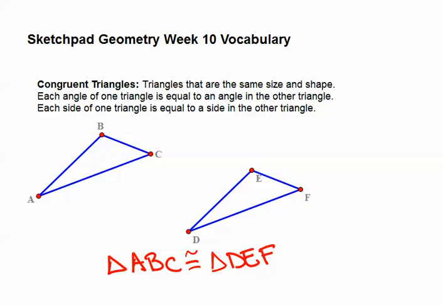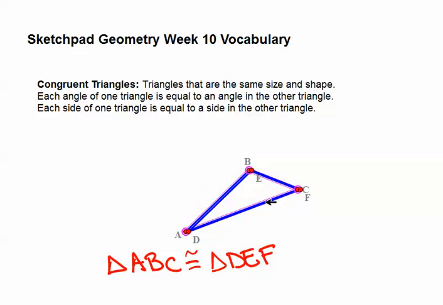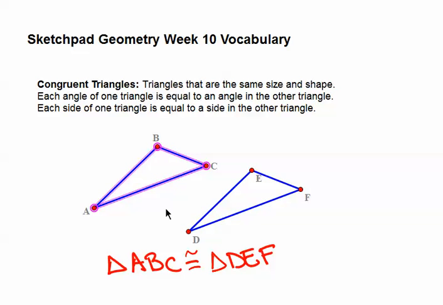This means that I should be able to take one of the triangles and exactly line it up with the other one. Since those triangles completely match, we can say they're congruent. Mathematically, this means that each angle of one triangle is going to be equal to an angle of the other triangle. The same thing is true about the sides. Each side of one triangle is equal to a side in the other triangle.